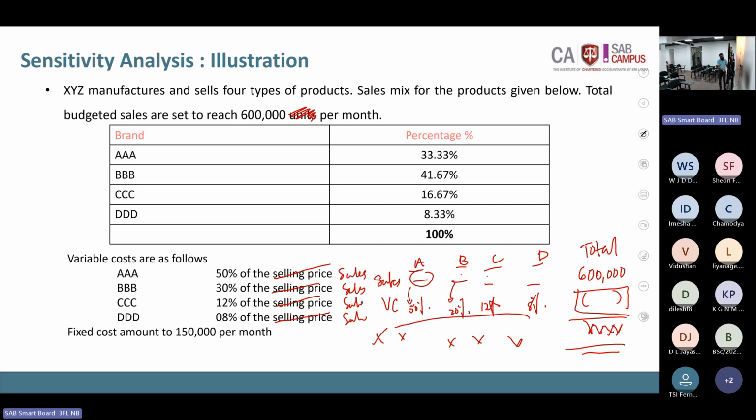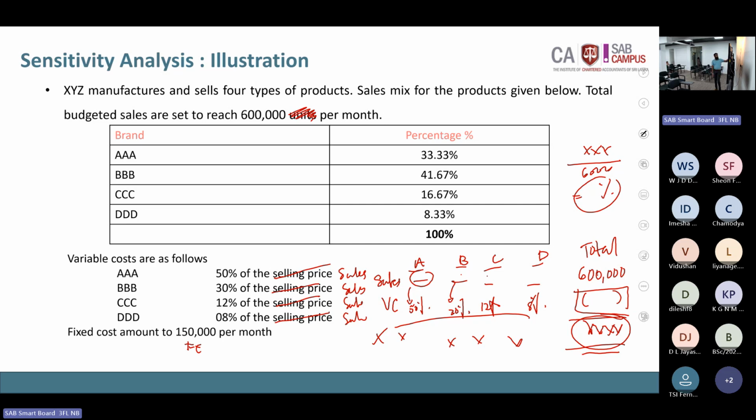Right? Then you have the total contribution for overall products. Then you have to calculate the weighted average CS ratio. For that, contribution is there, total sales is there, then contribution divided by total sales, then you can get the percentage. Then break-even point you can get. Here we have the fixed cost divided by this particular percentage. Then we can identify the break-even point.